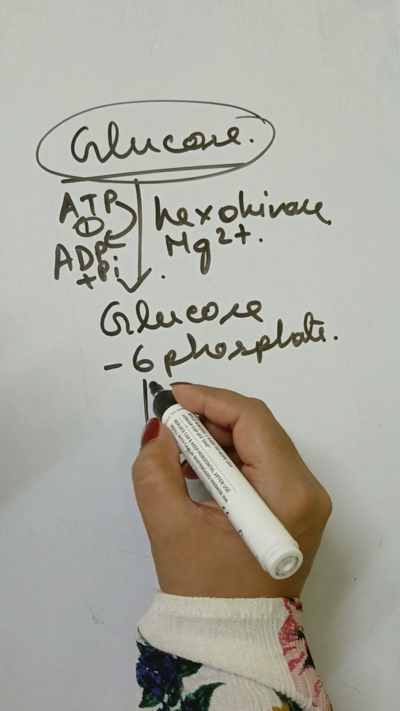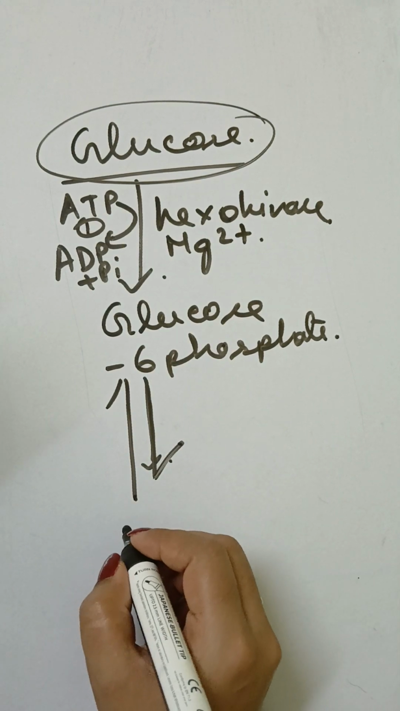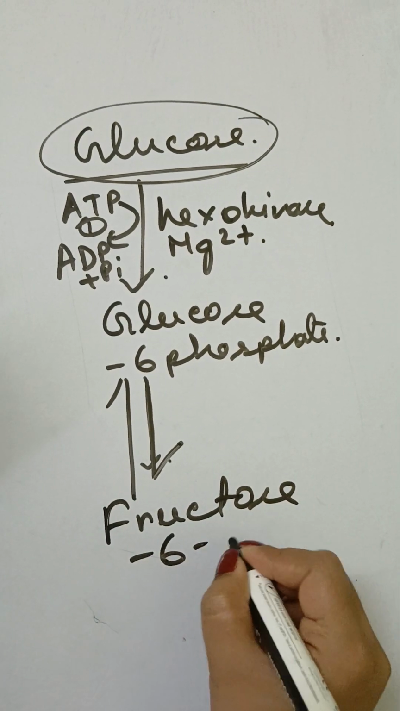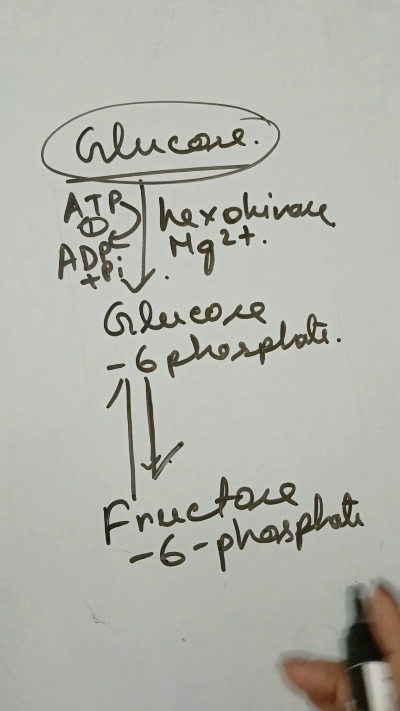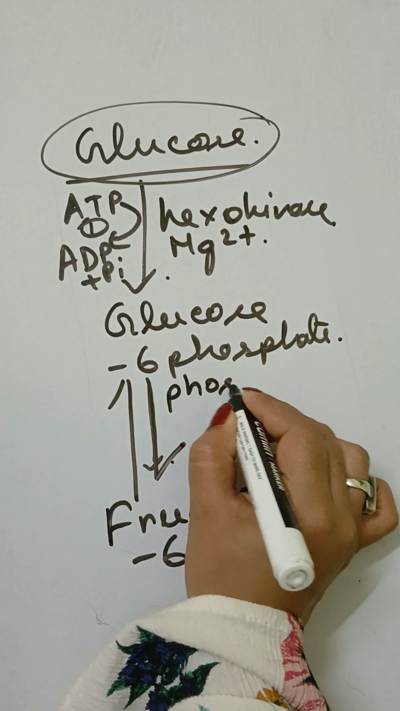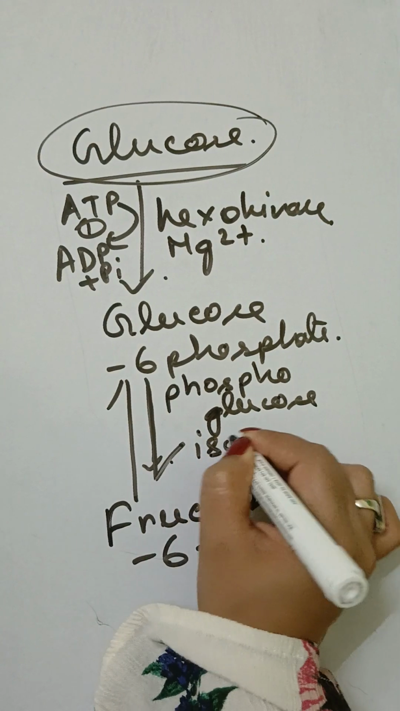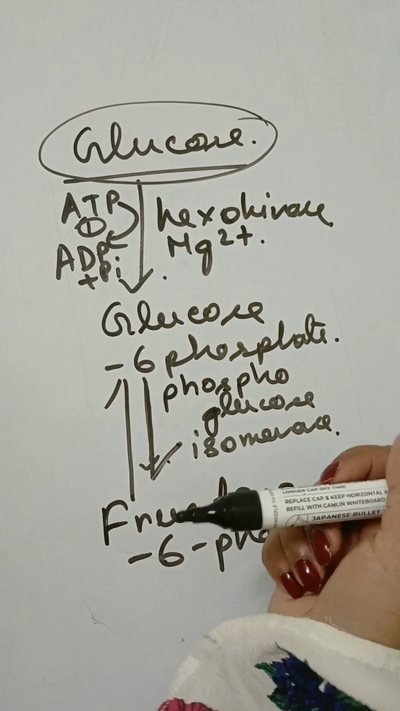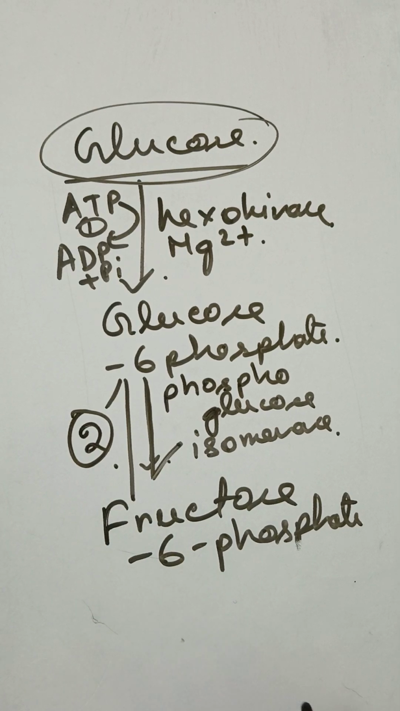Then the next step is basically a reversible step. It will give rise to fructose 6-phosphate. Glucose and fructose are isomers, so it needs an isomerase enzyme, known as phosphoglucose isomerase. With the help of this enzyme, glucose 6-phosphate will be converted into fructose 6-phosphate. This is the second reaction, which is a reversible reaction.